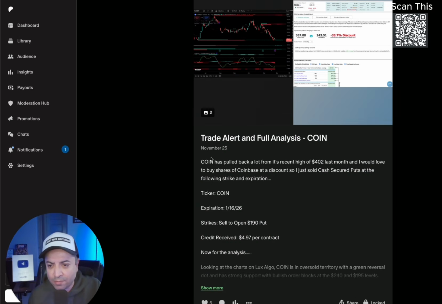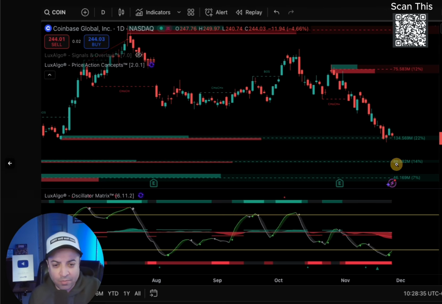When I made this trade and I put out that alert on my Patreon, I selected the $190 put. The $190 price point would be right around this area, right? Below even this $200 support. So when it's this oversold and there's support right here, there's a lot of different things at play that could get Coinbase to kind of bounce up, if it gets close to these levels. So I thought the 190 level was very safe and the odds were in my favor for that.